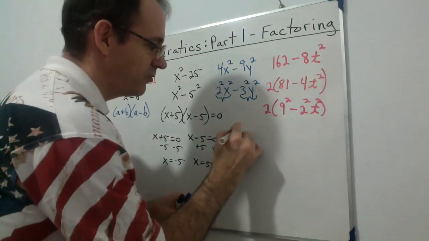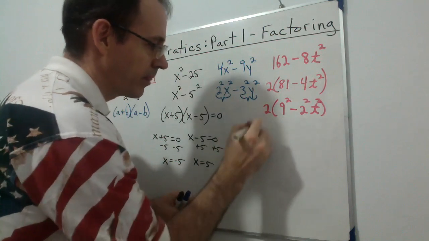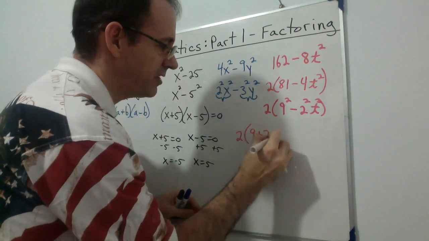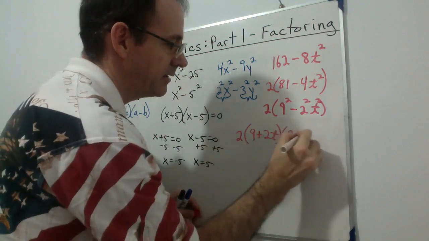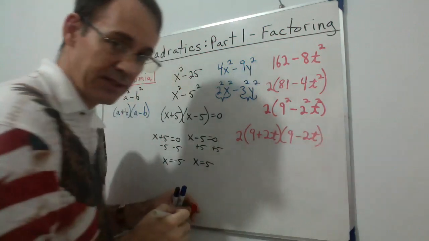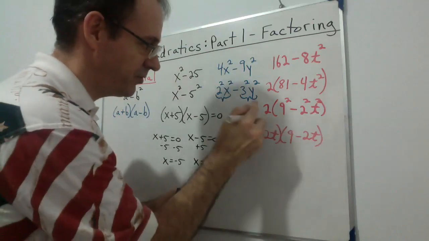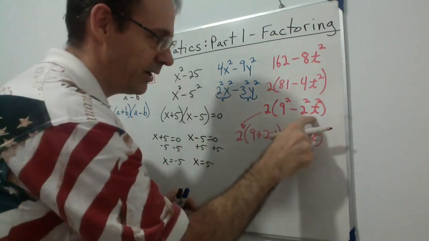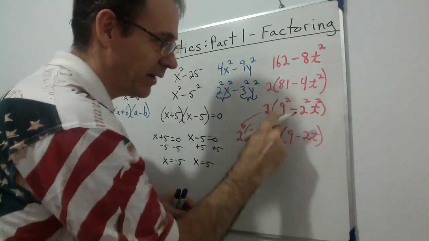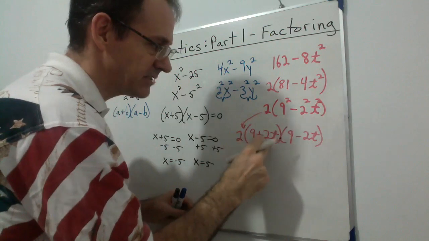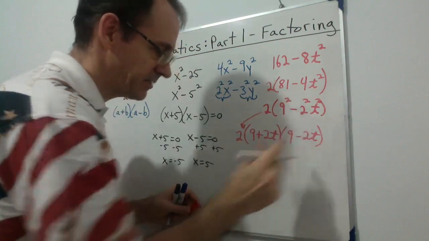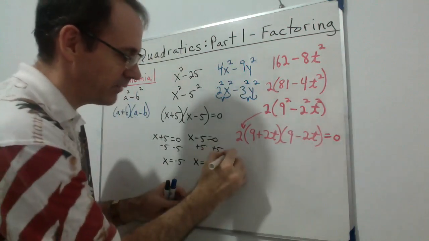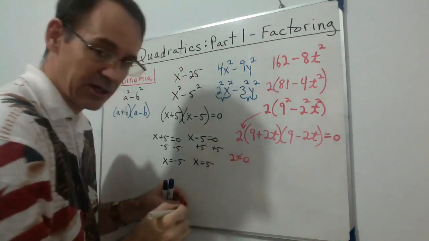So now we get 2 and 9 plus 2t and 9 minus 2t. Okay, so this 2, don't forget to keep it, comes out front. This one, once you have it written as squares, then your a plus b and your a minus b. Then if you wanted to solve, you would get into this. Obviously, 2 cannot equal 0.